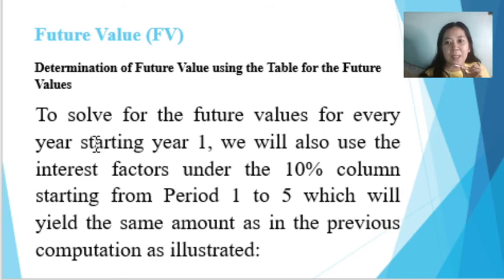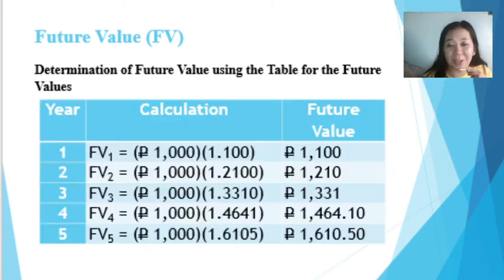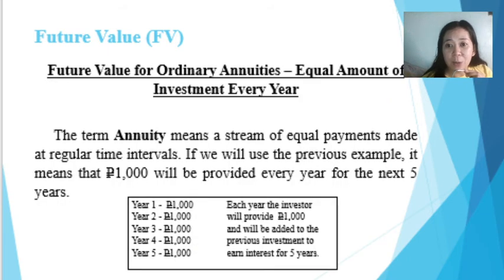Next, what if you are going to solve for the future values every year, just like what we have in the previous table? All you have to do is use the interest factors, also under the 10% column, starting from year 1 to year 5, which will yield the same amount as in the previous computation earlier. So if you would like to determine the future value at the end of year 1, year 2, year 3, year 4, year 5, we will just use the table.